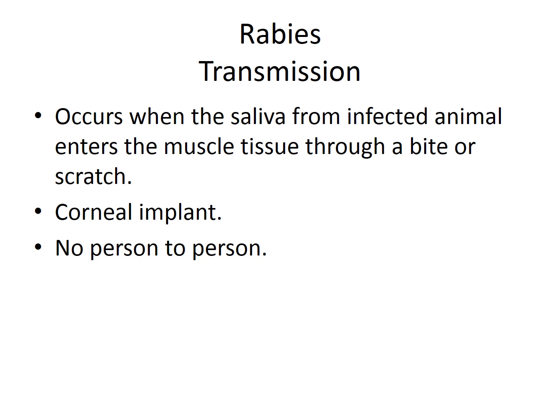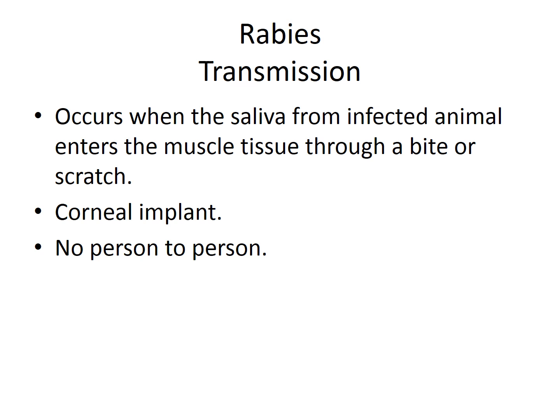Transmission occurs when saliva from the infected animal enters the muscle tissue through a bite or a scratch. If you see the third PowerPoint, no person to person, so you're not going to see an individual that has rabies give it to another person. But I remember specifically reading in the newspaper where a man got rabies, and he had a corneal implant from a corpse, and the person that died had rabies.